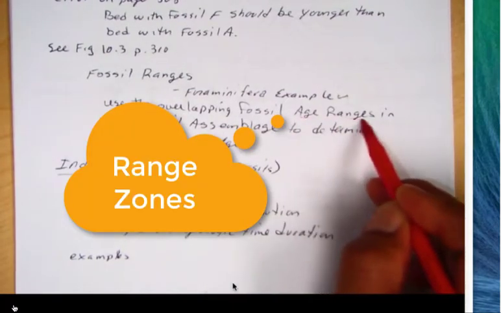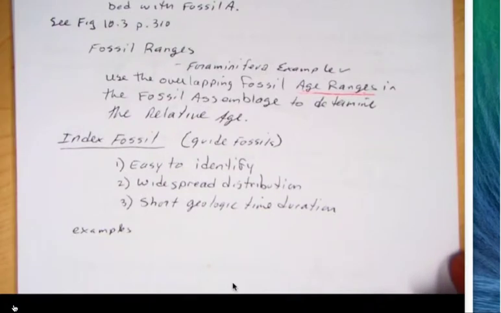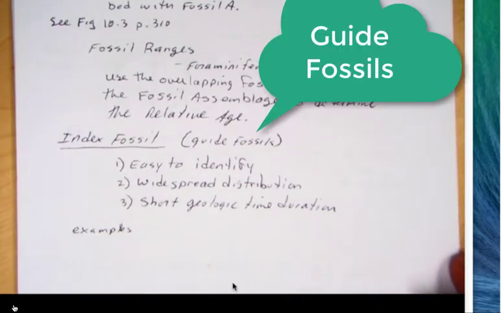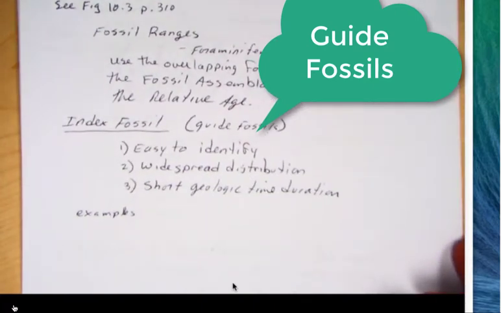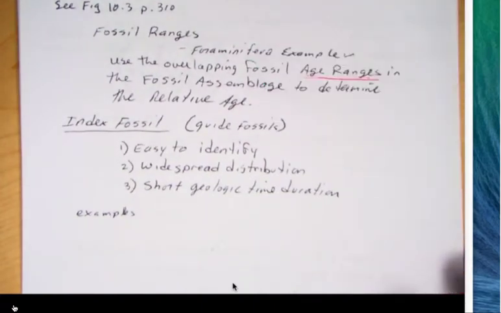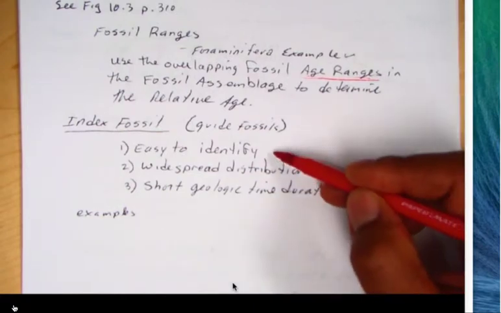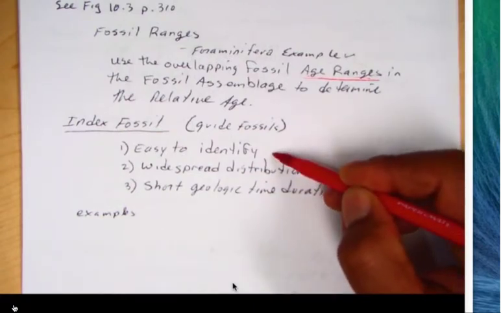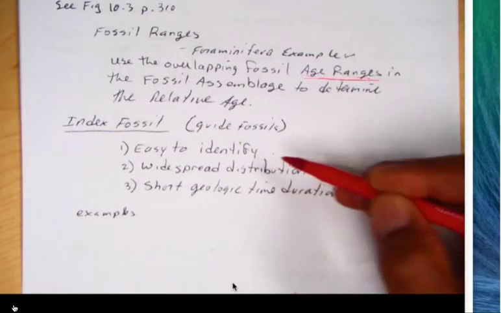The overlapping age ranges. Note that these foraminifera that I used are index fossils, right? And what is an index fossil? Sometimes they're called guide fossils. And I want you to know the three criteria. There's three criteria. The first thing is they're easy to identify. When you see it, you know what you're looking at.